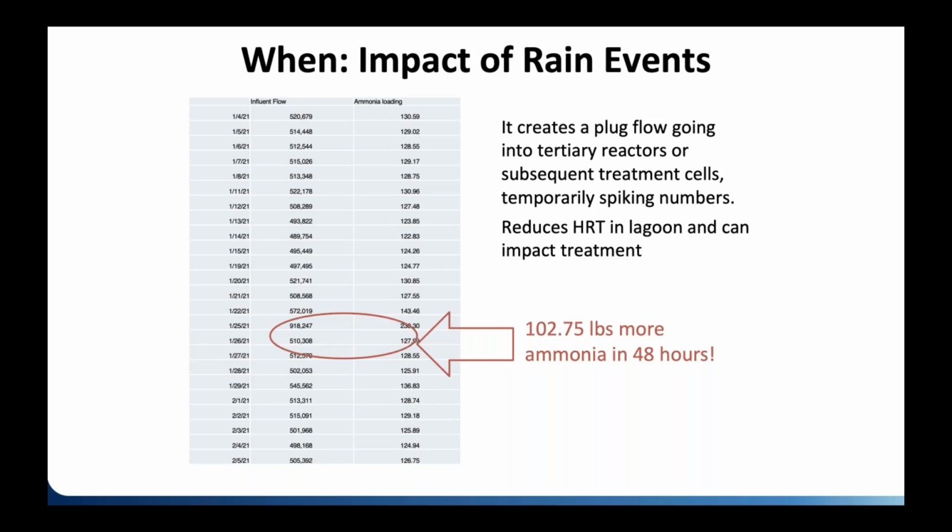Now, luckily, the regulators understand these things. And so most permits, which we'll talk about later, will have a 30-day average. So you might theoretically bust your permit for a day if you took a sample that day because of this instantaneous loading, pushing water backwards.